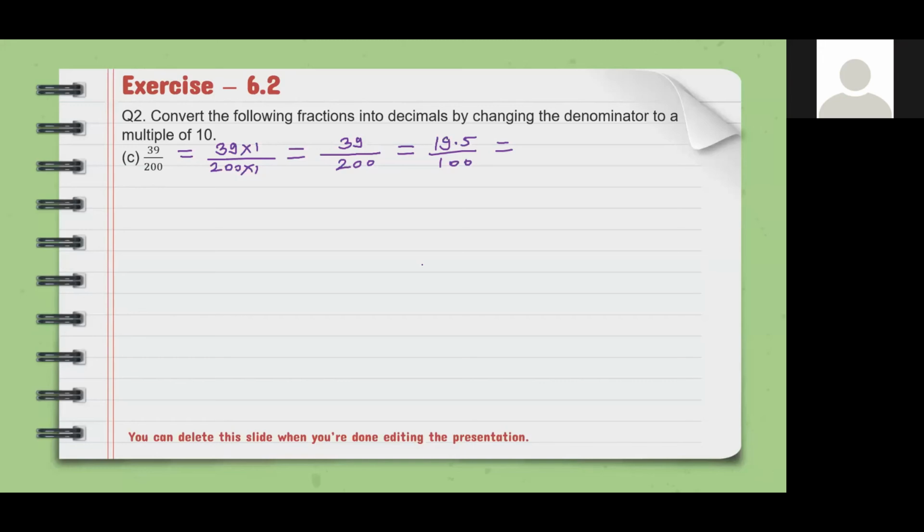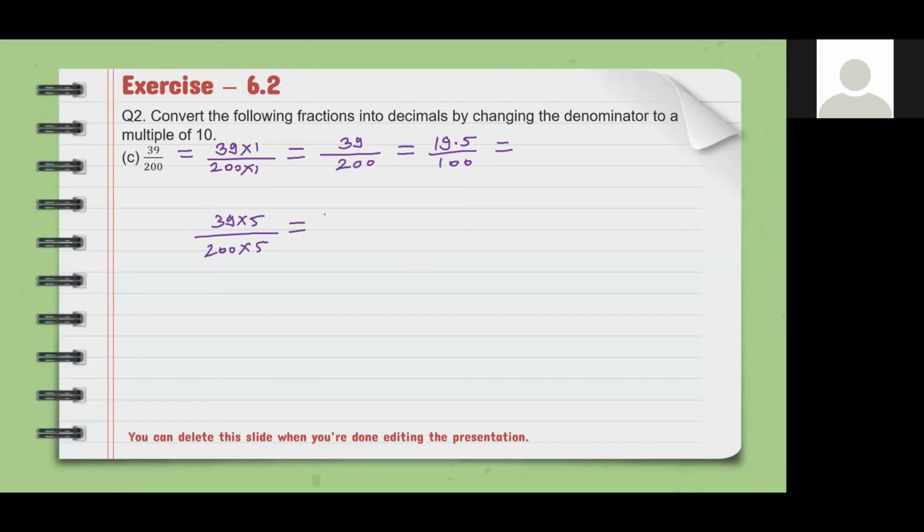First we have to do 200 into 5, which means it would be 1000. And also with 39, 39 into 5. Okay, you have done it that way. No issue, it's correct. 39 into 5 upon 200 into 5.